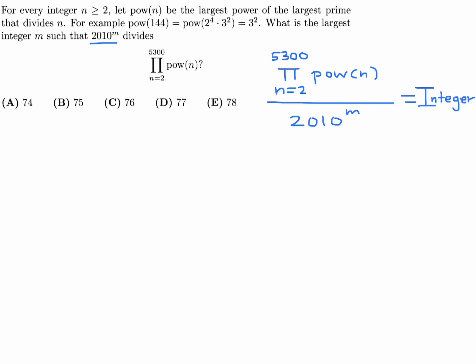So how do we approach this? Well, the first thing I want to do is break up this 2010. Instead of writing 2010 to the m, I want to break it up into its prime factors. And the prime factors of 2010 are 2, 3, 5, and 67. And therefore each of them will be to the power of m when you break it up like that. And of course this is a multiplication.